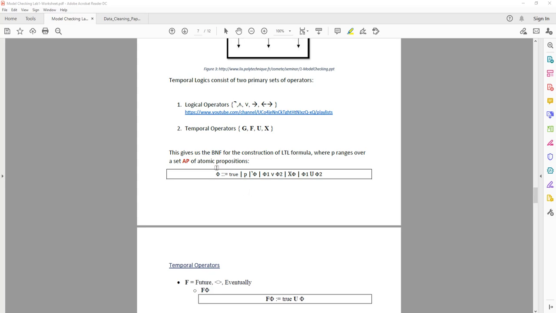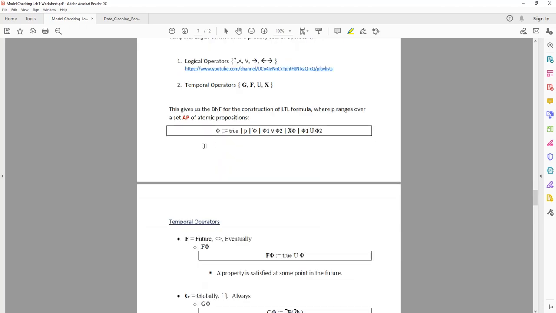So in our formulas we have true, we have P, the atomic proposition P, which can be true or false. We have not of this formula. We have formula 1 or formula 2, next formula, formula 1 until formula 2. And we want to ensure that this formula is satisfied, or phi is satisfied if you want. We call them phi and psi.